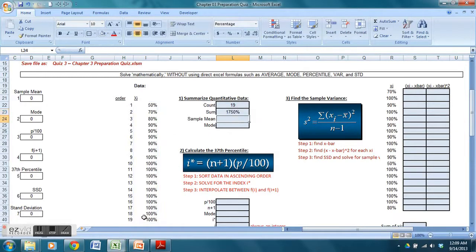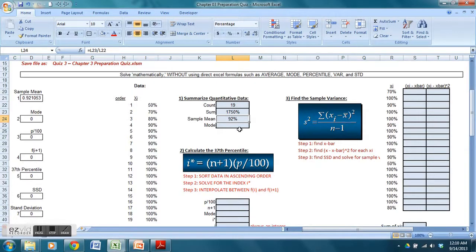Don't get confused because this is a percent. It's a percentage. We're summing all these percentages up, so it can be more than 100%. Now, sample mean. In order to find the sample mean, if you remember, we take the sum and we divide it by the count. And we represent sample mean with x bar, which is this guy right here.